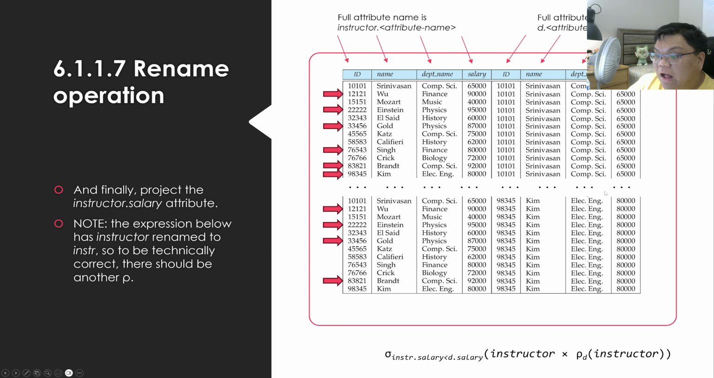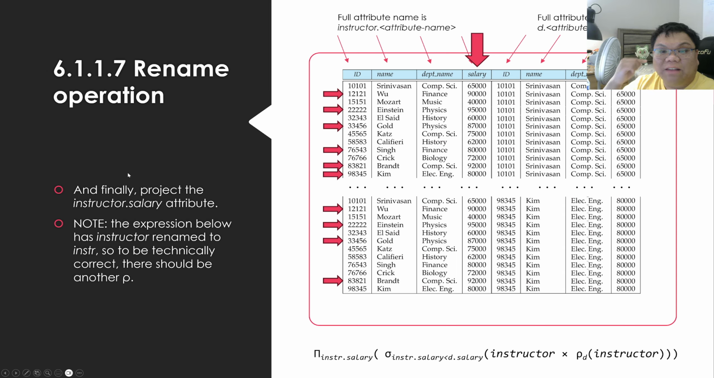And once we have that, all we gotta do is we just project instructor.salary. So this is gonna whittle down this entire relation so that all we have left is this salary column here. We selected all the rows and we selected all the columns that we need for our output relation for step 1. So this is computing the first step in finding the largest salary in the instructor relation.